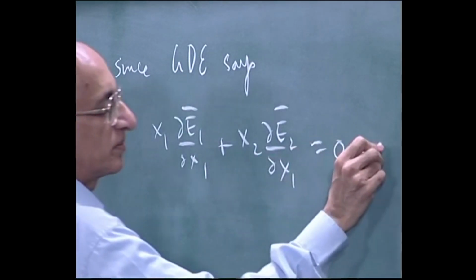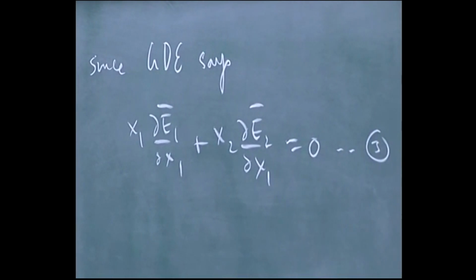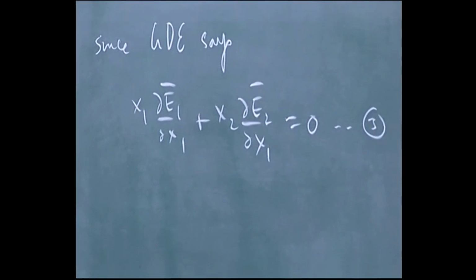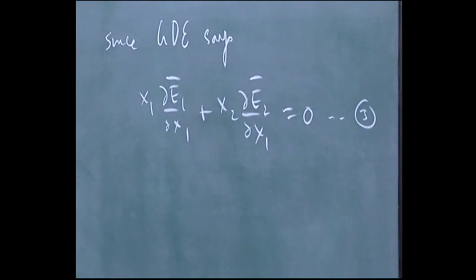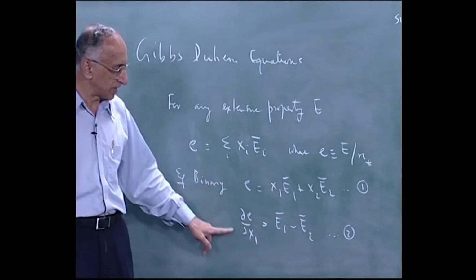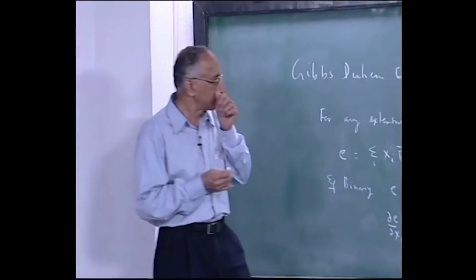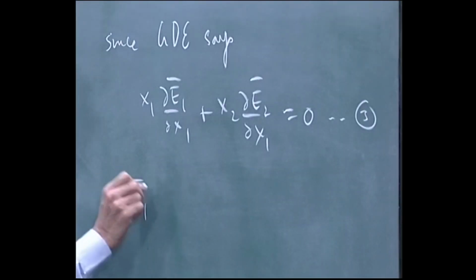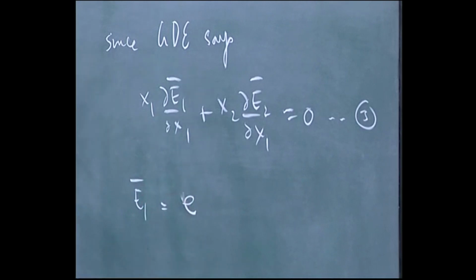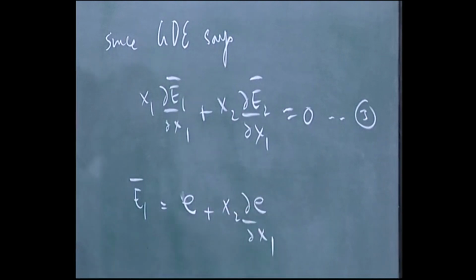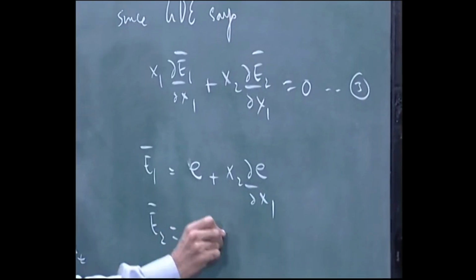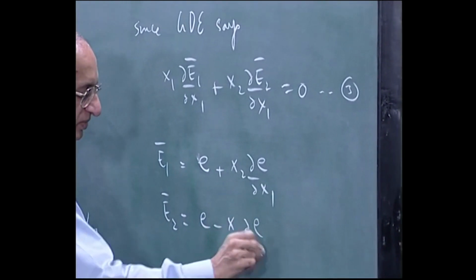Two follows from 3, from differentiating 1 and using equation 3. So we have the simple result that I can solve equations 1 and 2 simultaneously for E1 bar and E2 bar. So I have E1 bar is equal to E plus x2 partial of E with respect to x1. And then E2 bar is E minus x1 partial of E with respect to x1.